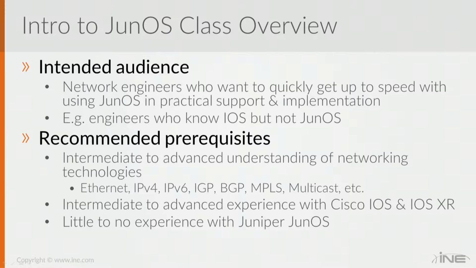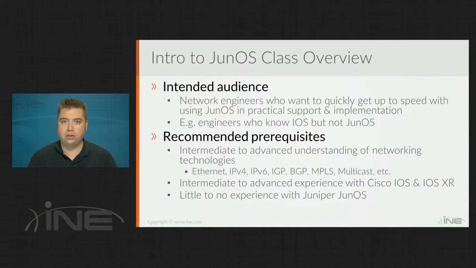As a recommended prerequisite for this class, ideally you already have an understanding of network technologies, things like Ethernet switching, layer 3, IPv4 and IPv6 routing, both with IGPs like OSPF and ISIS and BGP, and then also some additional network services like MPLS or multicast. I am going to expect that everyone has at least an intermediate understanding of Cisco IOS, the syntax structure, how to do basic configurations, how to do verifications, because the way the class is going to be formatted, a lot of it is going to be comparing and contrasting how something is implemented in the Cisco IOS world, and then how we implement that in Juniper JunOS.